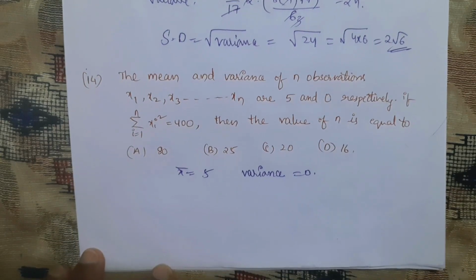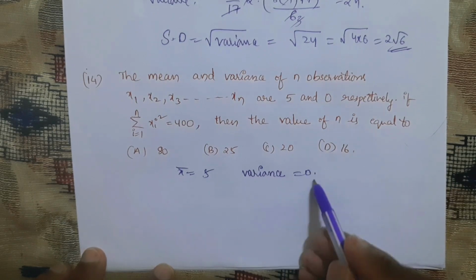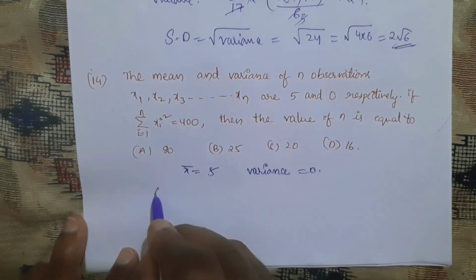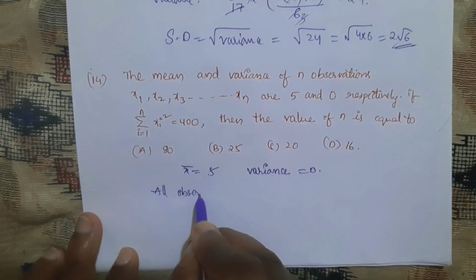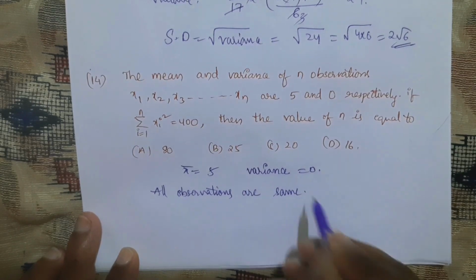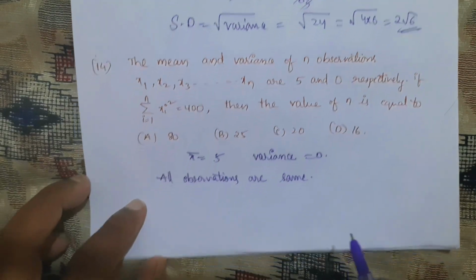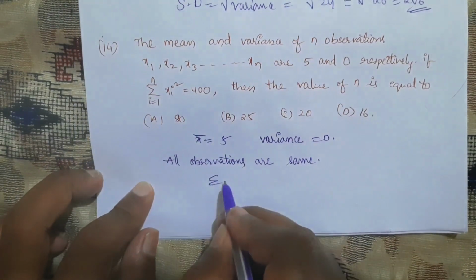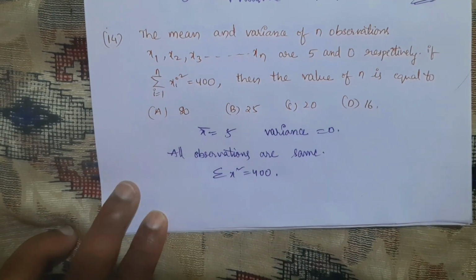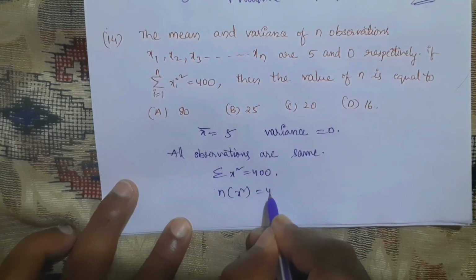Variance equal to 0 means what? That means no dispersion, nothing but no deviation. Okay, 0 is nothing but no deviation. No deviation means that all numbers are the same. All observations or items or numbers are the same only. Those observations we have are all the same only. That means, as they given, sigma x square is equal to 400. That means sigma x square, that is n into x square, is equal to 400.